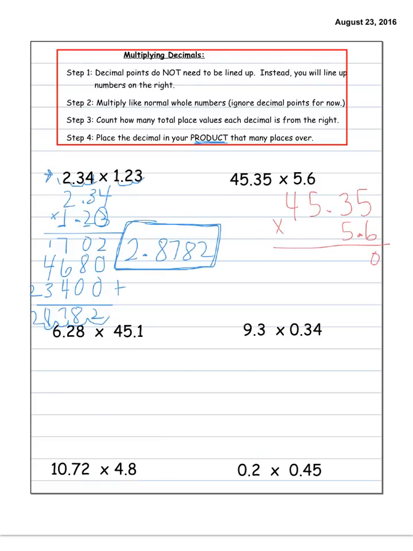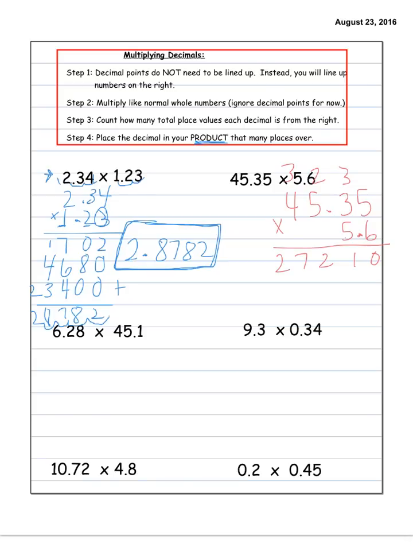So 6 times 5 is 30. 6 times 3 is 18, plus that 3 that we regrouped, which is 21. Put down our 1, regroup our 2. 6 times 5 is 30, plus our 2 is 32. Regroup our 3. 6 times 4 is 24, plus 3 is 27.